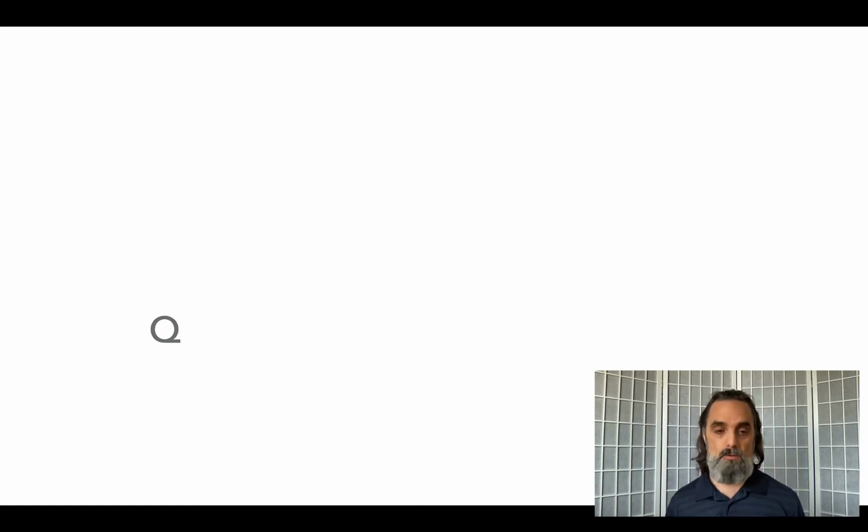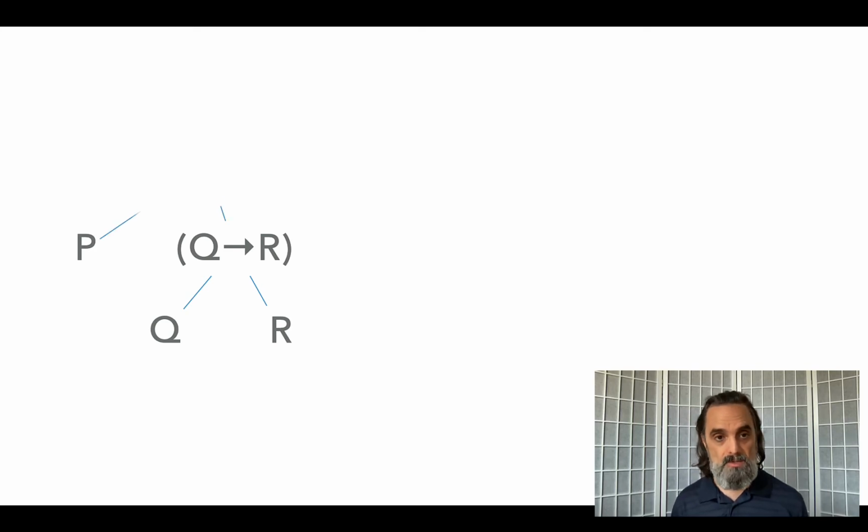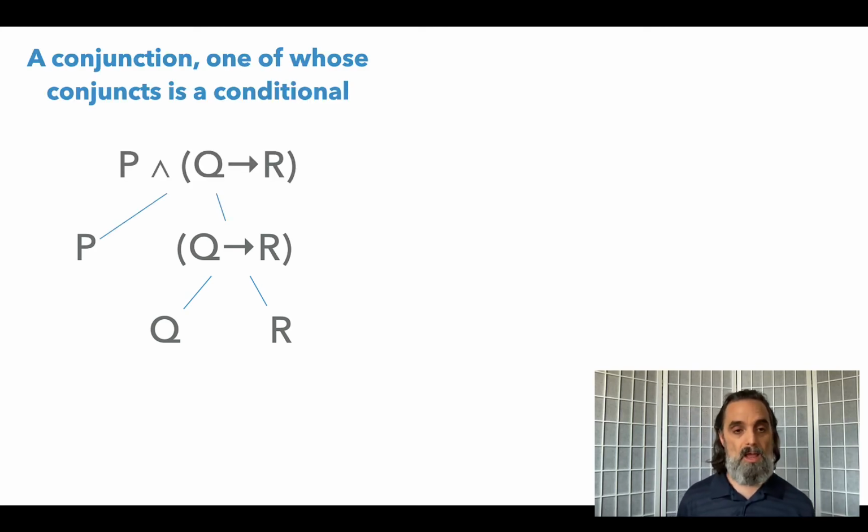So we've got Q, which is a sentence letter. We've got R, which is a sentence letter. We can put them together and build if Q then R. P is a sentence letter, so we can put them together and build a conjunction. And now we have a conjunction, and one of the conjuncts of this, the right conjunct, is a conditional.